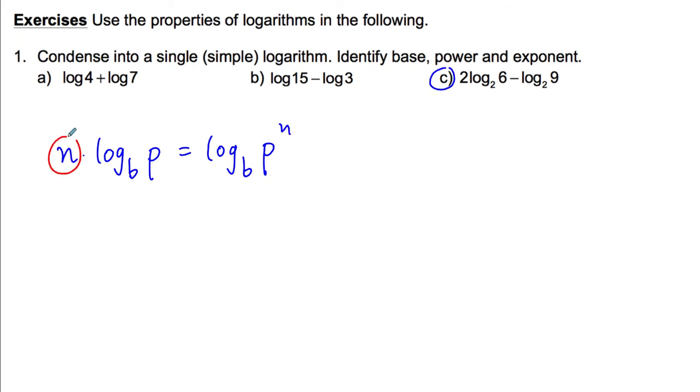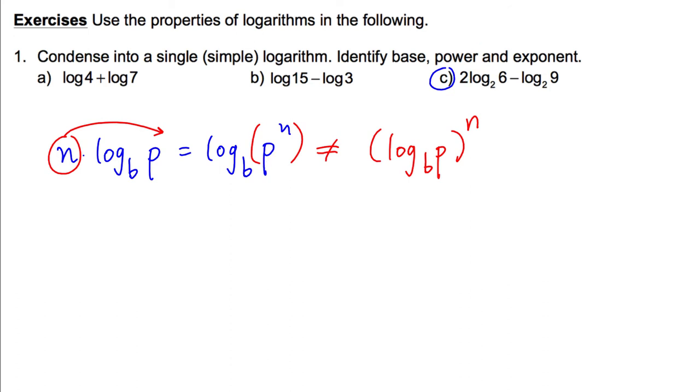In other words, this exponent comes up on top of the p so that we have p to the exponent n. Just be really careful that you don't write this as log base b of p in brackets all to the exponent of n. So that n only applies to the p and not to all of the logarithm base b of p. Okay, so we're just going to work with the blue property, and we're going to rearrange 2 log base 2 of 6 first.